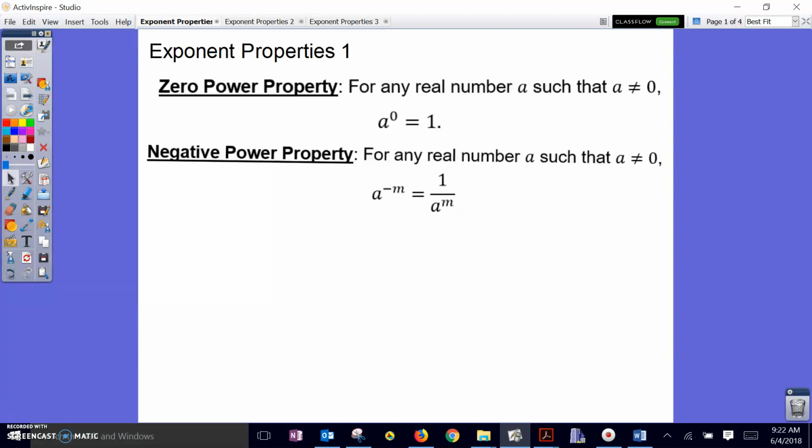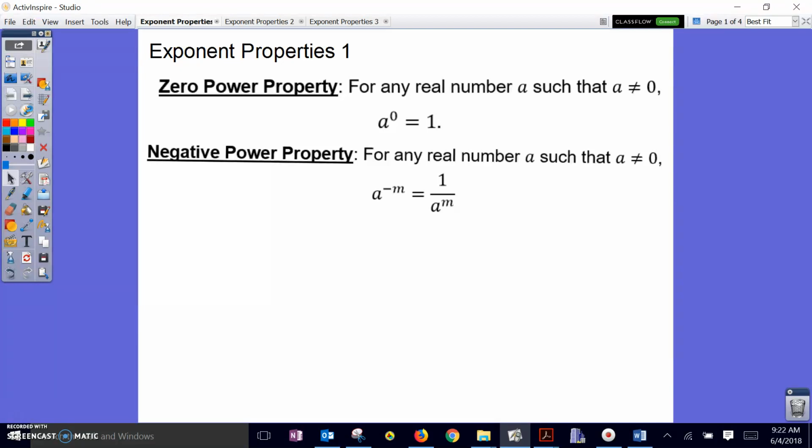So as long as the base of the exponent expression is any number other than 0, when we raise it to the 0 power, the result's going to be 1. So 5 to the 0, that's 1. Y to the 0, that's 1. All right, so that one's pretty straightforward.